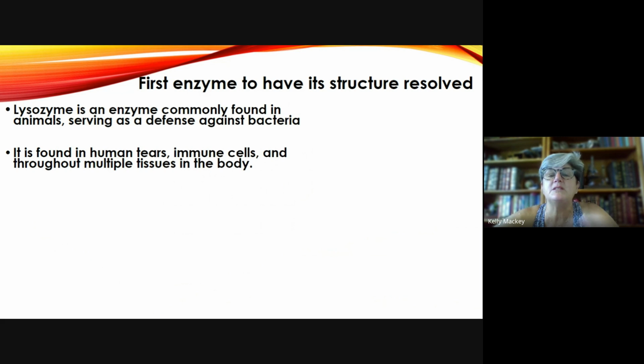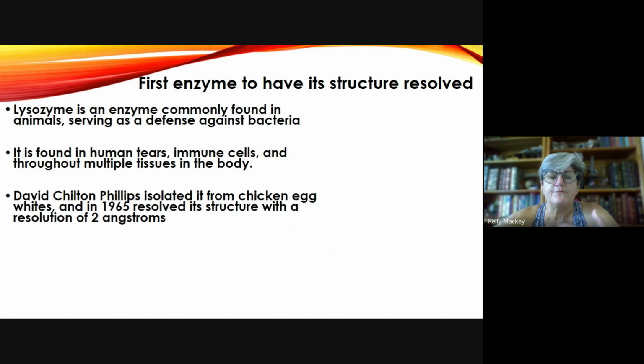So it's found in human tears. Our immune cells make it. Just about any animal makes it. And it was first isolated and resolved by David Chilton Phillips. And he used chicken egg whites as his source. And he resolved the structure in 1965. I'll be perfectly honest, I did not have access to the paper. I tried getting access to the paper, but they were going to charge me for it, and I didn't have the time to get the whole thing.